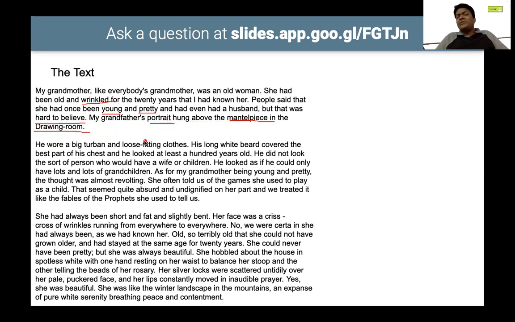Now, the first paragraph gives the idea that the writer is not making any kind of differentiation. He was saying that his grandmother was not unique. She was like everybody's. When he started describing his grandmother, he was telling that she was old, and she had been old and wrinkled. Wrinkled means when you turn old your skin gets loose and you will find crisscross marks on your face and on your skin.